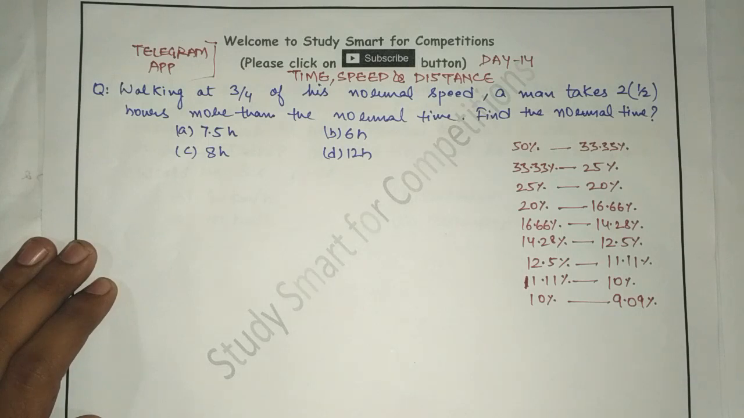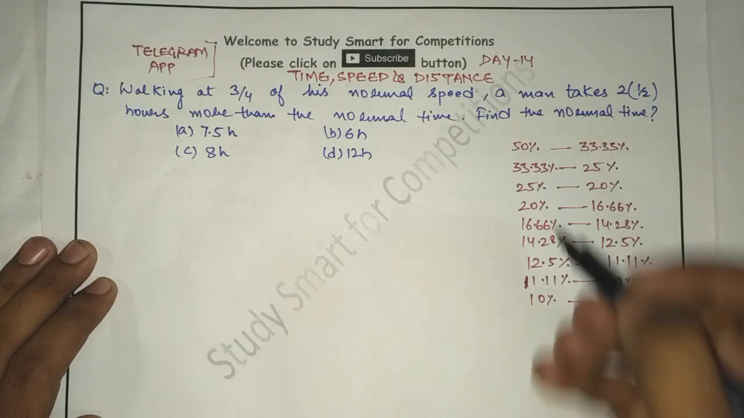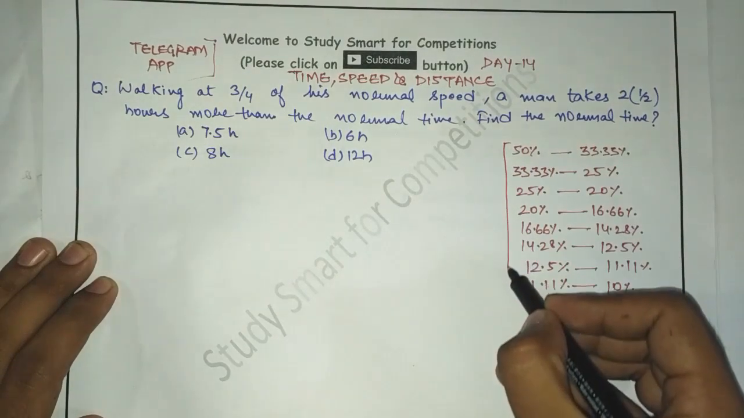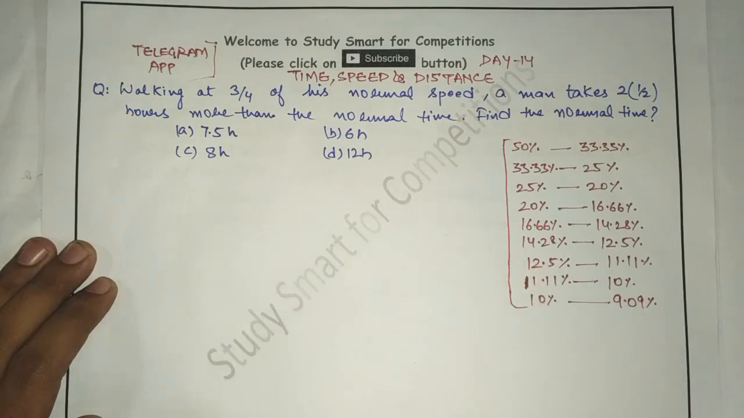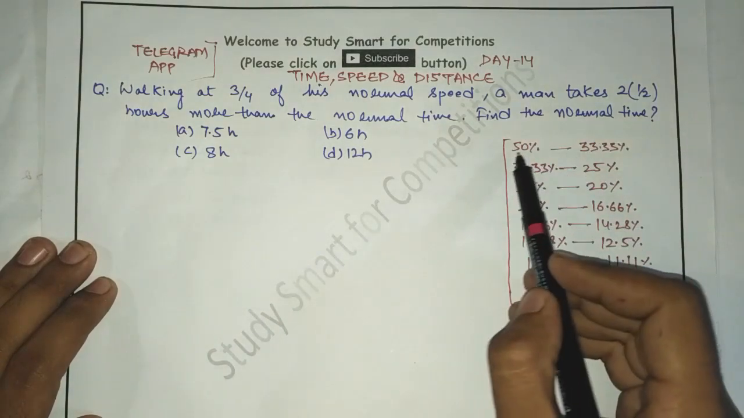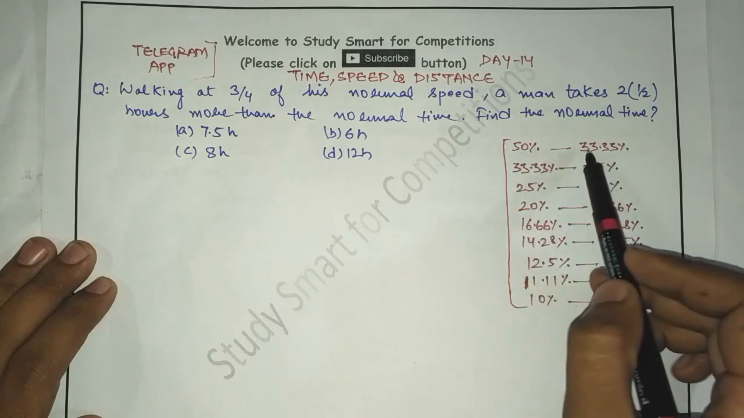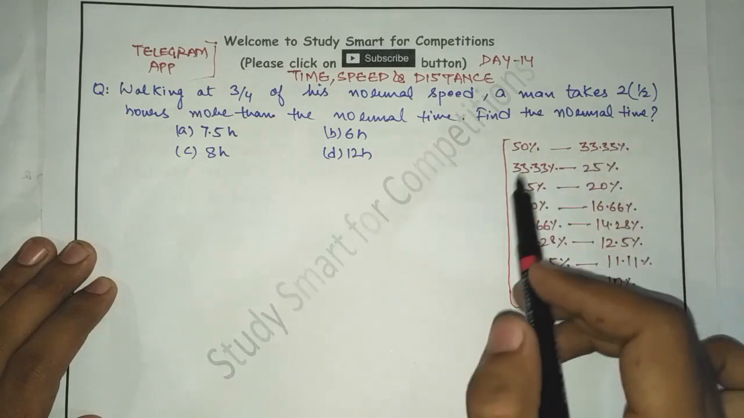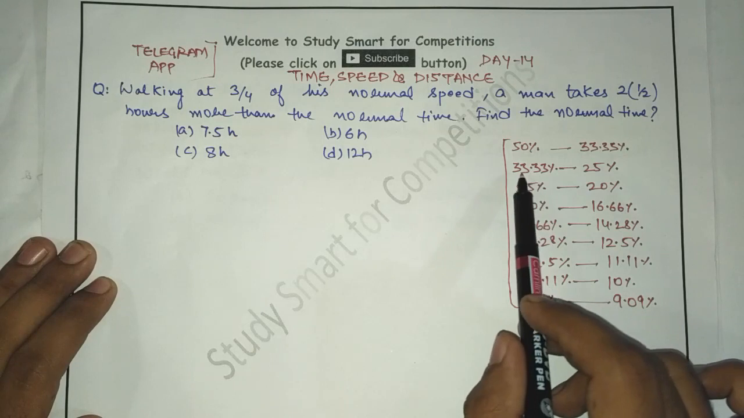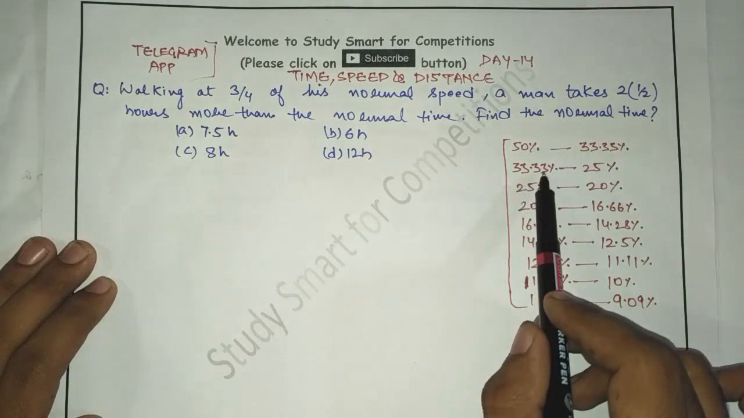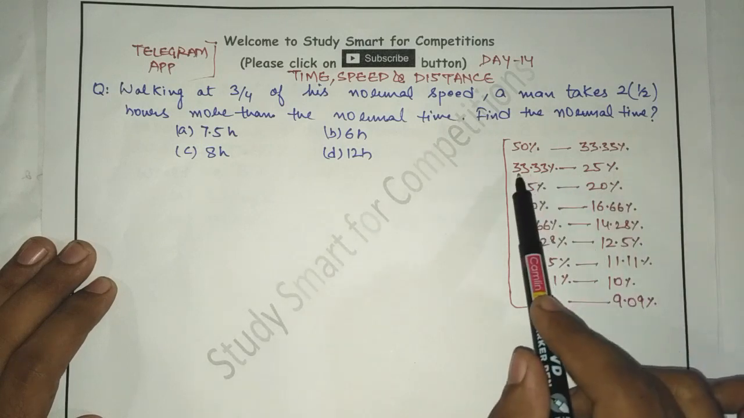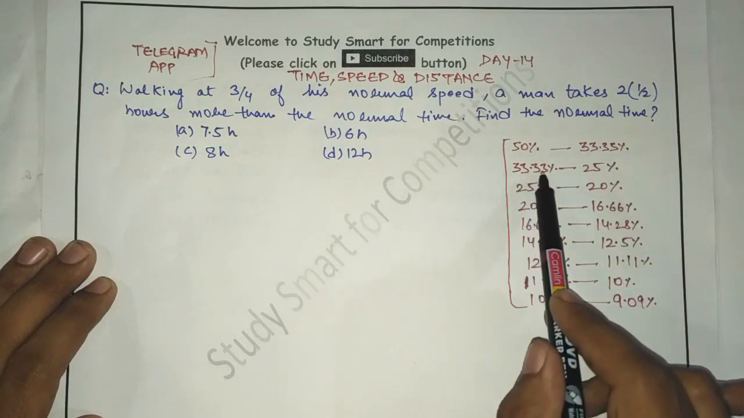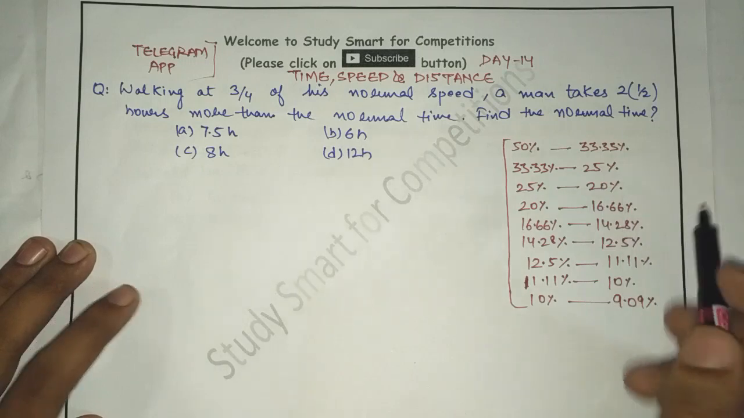So before going on to our questions, without wasting time, this is the technique that we are going to use today. This is a short trick that you might not have seen before for solving time, speed and distance questions. It is a trick that if your speed is increased by 50%, your time will decrease by 33.33%. Like if your speed is increased by 33.33%, your time will decrease by 25%, or vice versa. If your time is increased by 33.33%, your speed will decrease by 25%.